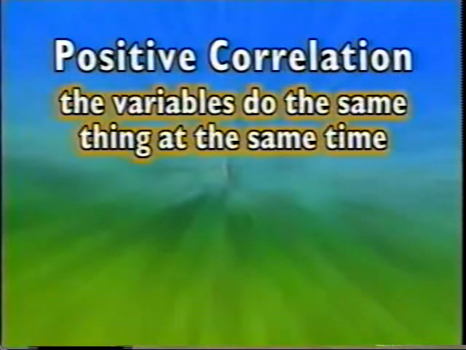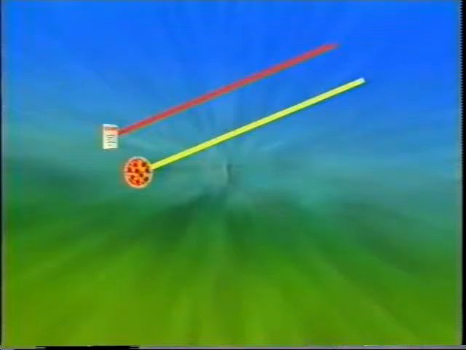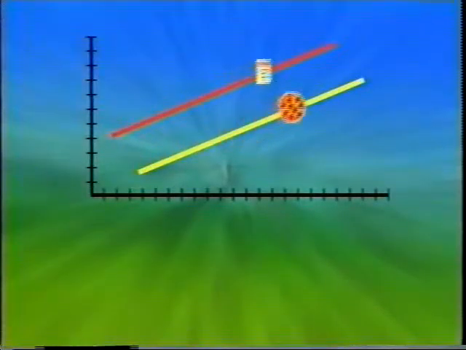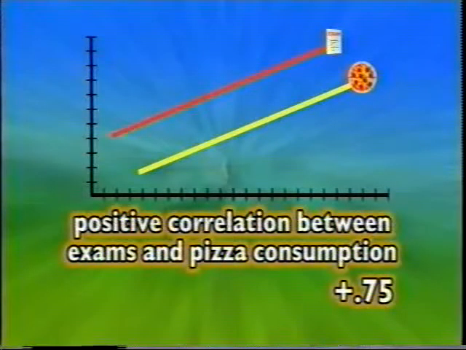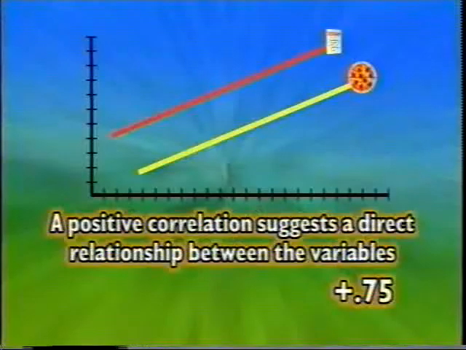A positive correlation is when the variables do the same thing at the same time. That is, as one increases or decreases, so does the other. So if pizza sales skyrocket during exam week at the end of each semester, we can say there's a positive correlation between exams and pizza consumption. A positive correlation suggests a direct relationship between the variables. They do the same thing at the same time.